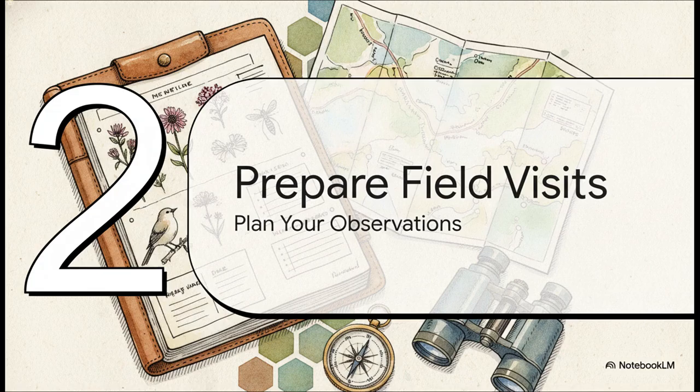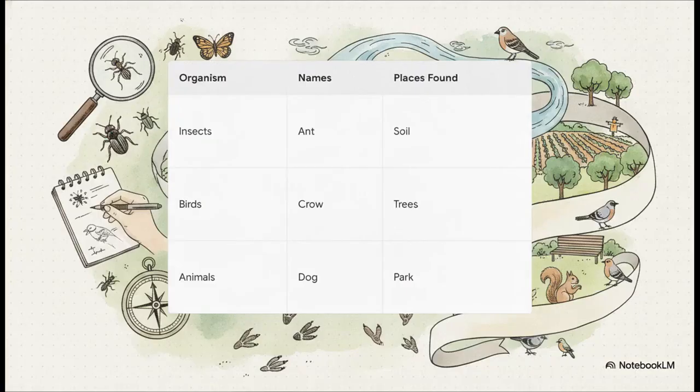All right, Section 2. Preparing for field visits, because any good scientist will tell you field research is entirely about the prep work. Before you just grab a notebook and run outside, you need a blueprint. Setting up a simple framework, like a table, helps you brainstorm what you already know. You jot down organisms, maybe their names in a couple of different languages, and where you usually spot them, like near a pond or just stealing snacks in the park. It kind of primes your brain and focuses your eyes before the hunt even begins.